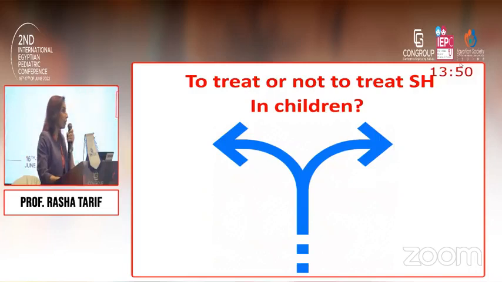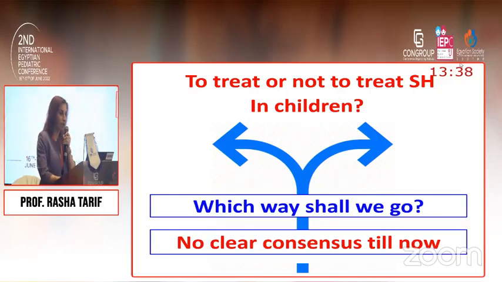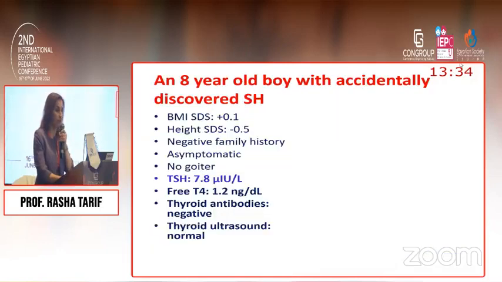Now, coming to the most difficult question, to treat or not to treat a child with subclinical hypothyroidism. In other words, which way shall we go? Now, let me tell you, there is no clear consensus in children till now. And let me take you to the story of this 8-year-old boy who was accidentally discovered with subclinical hypothyroidism.